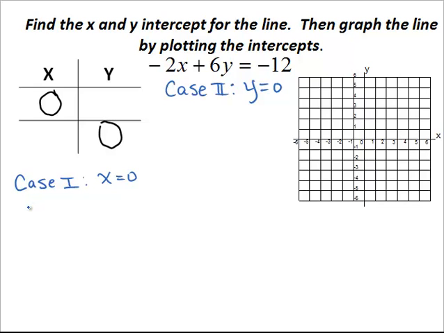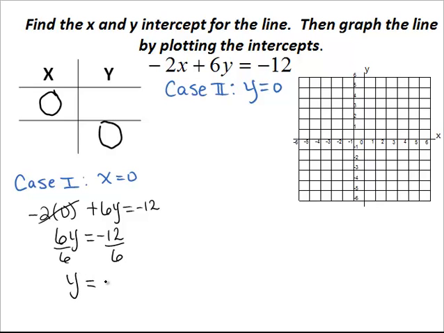So in case number 1, we will fill in a 0 for x. So we have negative 2 times 0 plus 6y equals negative 12. Negative 2 times 0 is 0. So we have 6y equal to negative 12. We divide both sides by 6, and we obtain y equals negative 2. So we have obtained our y coordinate, and we fill that in on our table.